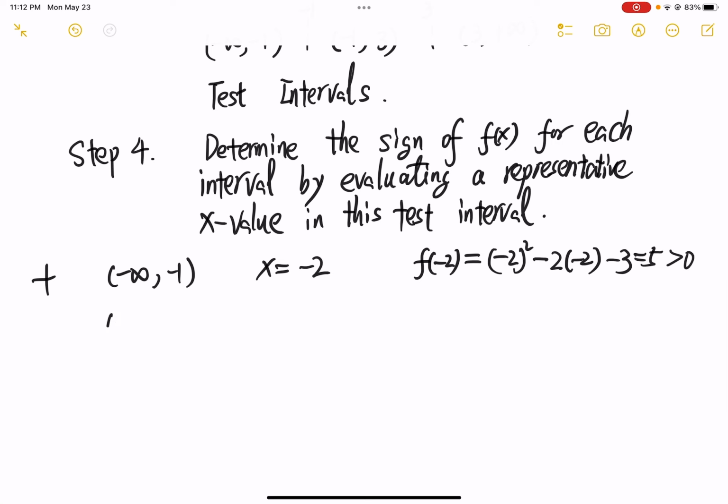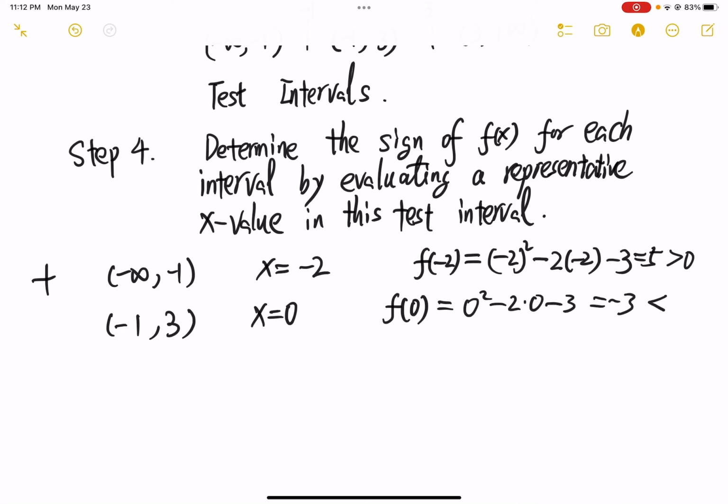On the interval from -1 to 3, we just pick an arbitrary value. We pick x equals 0. We always pick numbers that are easy to calculate. For x equals 0, it's 0 squared minus 2 times 0 minus 3. This is -3, which is less than 0. So on this interval, the function is less than 0.